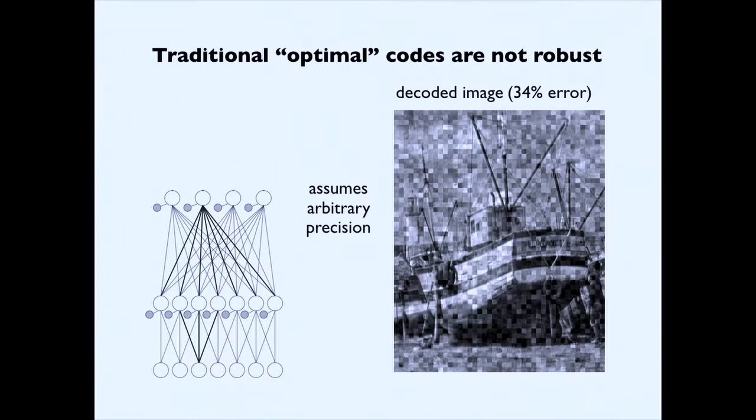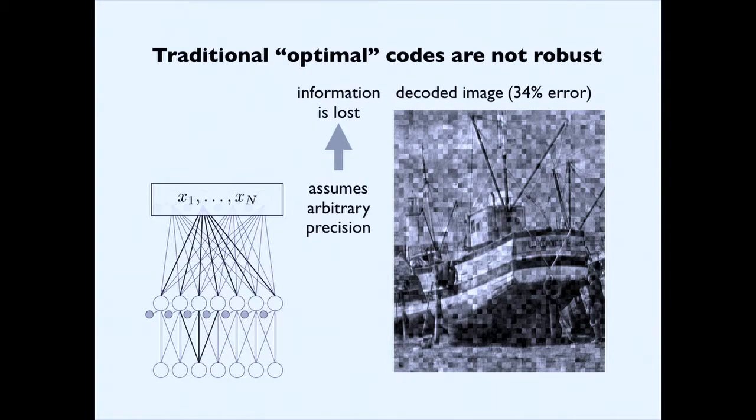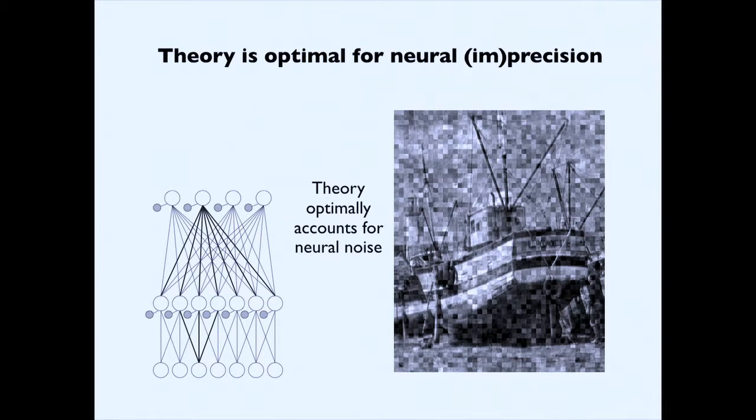The weights are set according to these engineering codes, mathematically optimal. But the problem is they assume arbitrary precision, right? Which isn't what the retina has. And they're essentially an array of numbers, right? So that loses a lot of information when they're subject to noise. So what we want to do is optimize the code that's robust to that imprecision, that's robust to the noise present in the system.